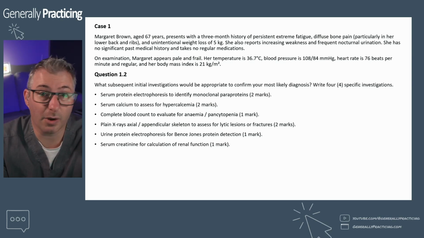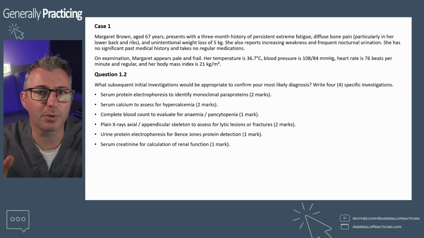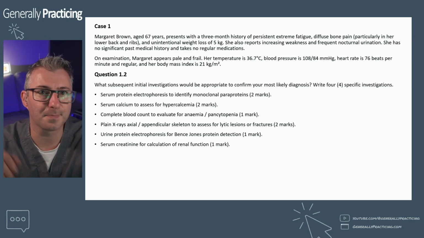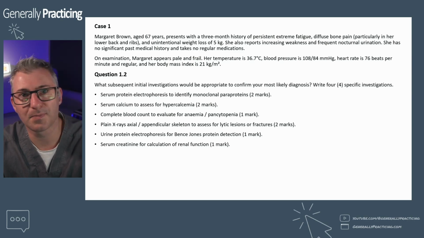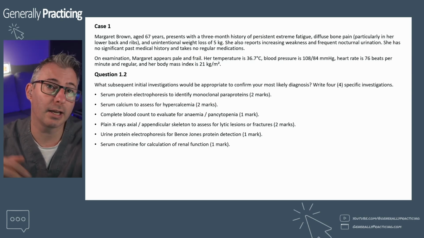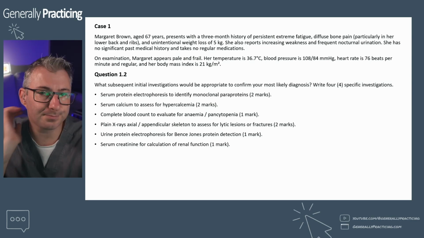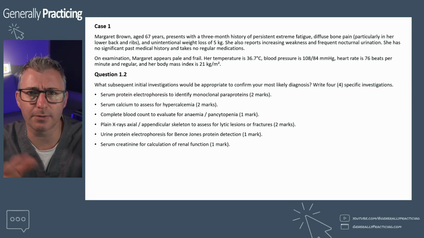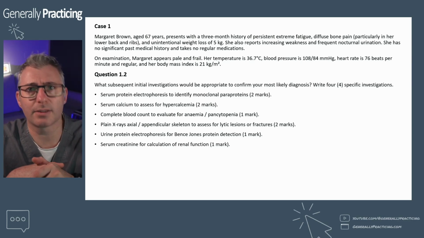So here we're going to, of course, go to our serum protein electrophoresis. And again, if we want those bonus marks, specify why we're doing it, to identify monoclonal paraproteins. We'd be looking at serum calcium to assess for hypercalcemia, as you would expect with bony metastases, as is being hinted at in the history. A complete blood count to evaluate for anemia or pancytopenia. Again, I wouldn't use or, but if you're putting one or the other, you're definitely getting good marks there. And of course, the big thing in the stem there is about that bone pain.